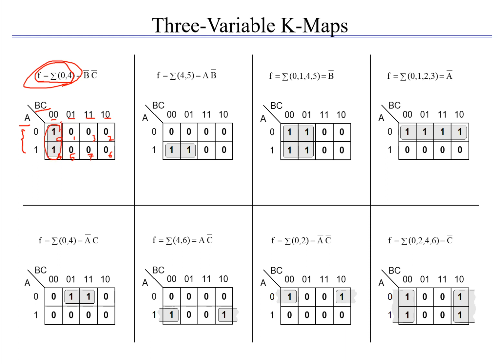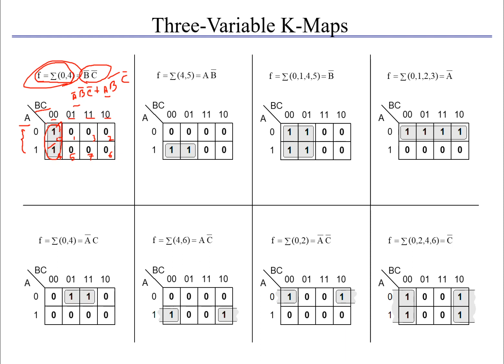As we are combining these 2 ones, this can be written as A bar B bar C bar, plus for the other one, A B bar C bar. If you take B bar C bar as common, A and A bar turn to 1, and now our simplified Boolean expression is B bar C bar.